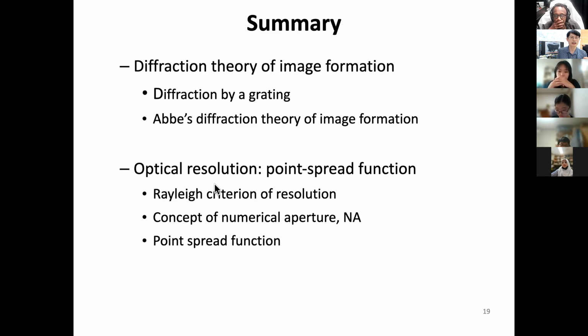And in the end, resolution is defined by your point spread function, and we just use the Rayleigh criterion for the resolution. And we define the concept of numerical aperture. It's not just something you have to memorize. It comes from this reasoning that n times sine of the maximum cone angle determines the resolution, and the end result is the point spread function.